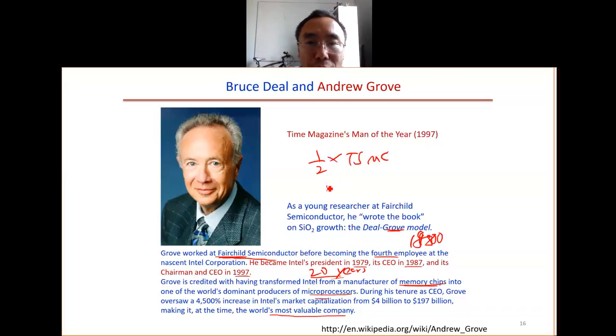The market value of Intel is about half of TSMC, the Taiwan Semiconductor Manufacturing Corporation. This is the biggest foundry in the world. For the iPhone, Qualcomm, everybody goes to TSMC to make their chips.